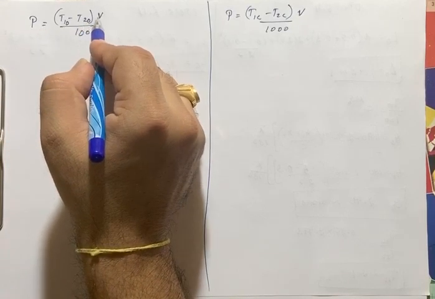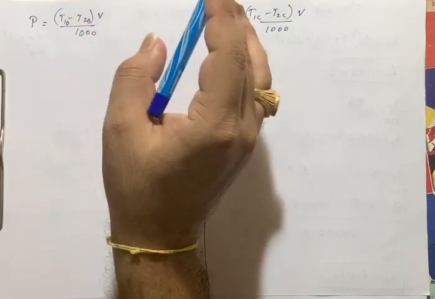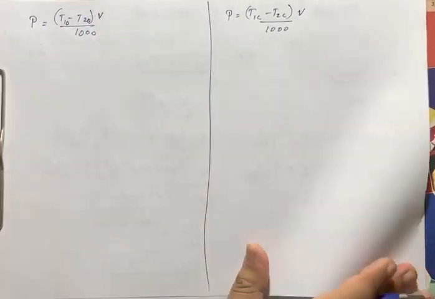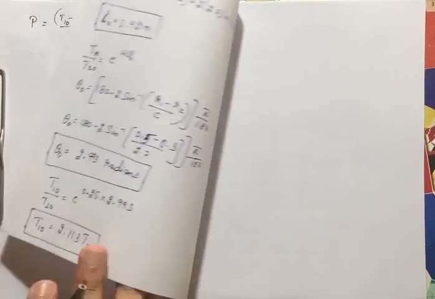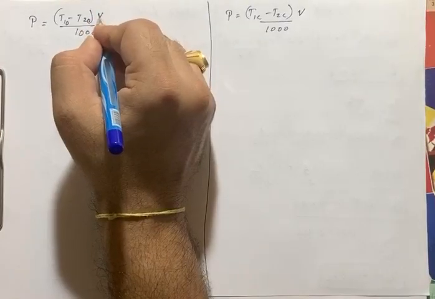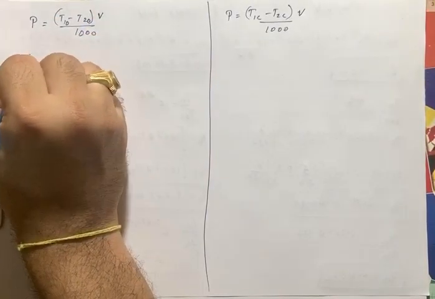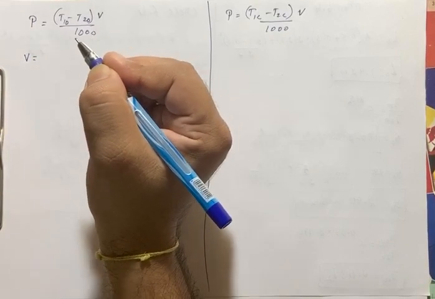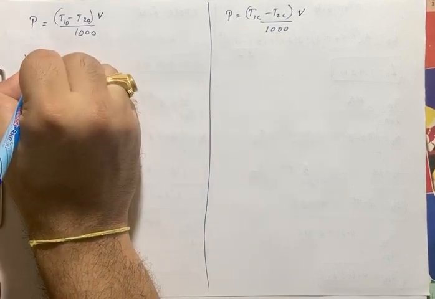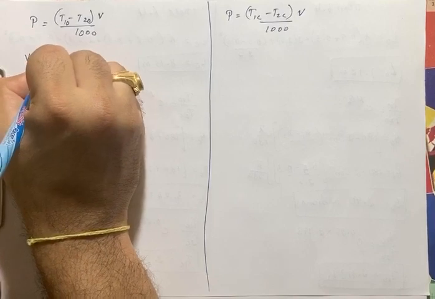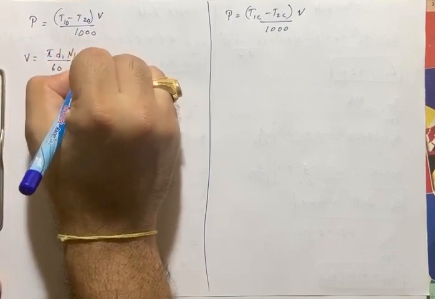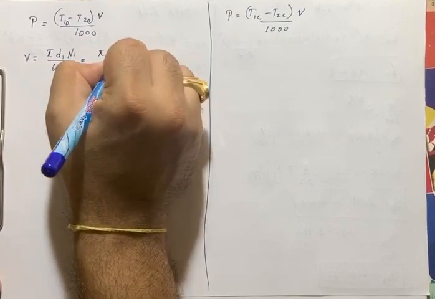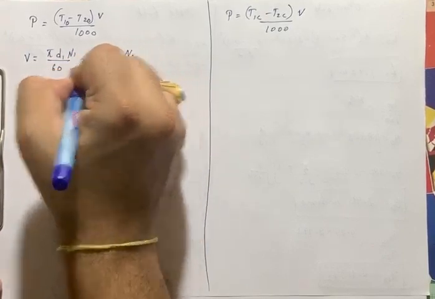T1 and T2 into V. T1 and T2 we can calculate with the help of this derivation, whatever we have done. We need to equate in terms of T1 or T2 to find out any one value here. But one more thing is the V. What is V? V is the tangential velocity or linear velocity here. So, to find out V, we have the formula pi d1 n1 divided by 60, which is equal to pi d2 n2 divided by 60 here.